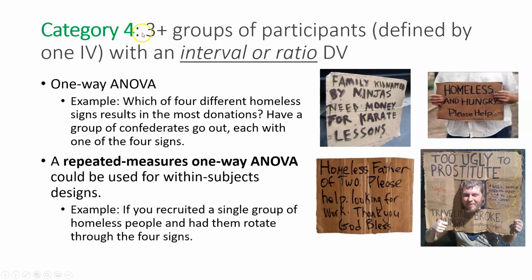Alright, category 4. This is when you have 3 or more groups of participants that are defined by one independent variable. I said on the other slide that it could be 2 or more groups, and I don't know if you remember this, but in a previous module I told you that when you're doing a one-way ANOVA, it's the same as a t-test if you use 2 groups. The only difference is that the F statistic that you've computed for an ANOVA is equal to the t statistic that you've computed squared, because the ANOVA is still in the variance form, it's still in this squared form, and the t is not still in that form.